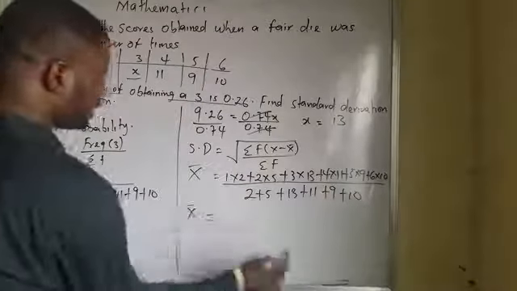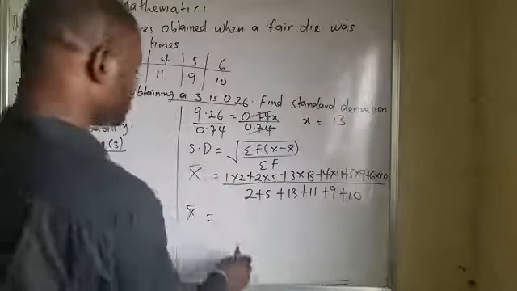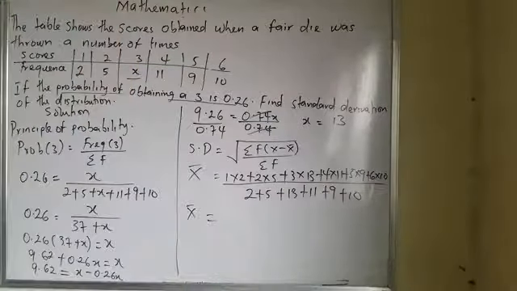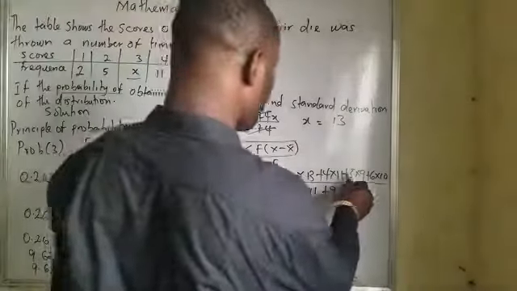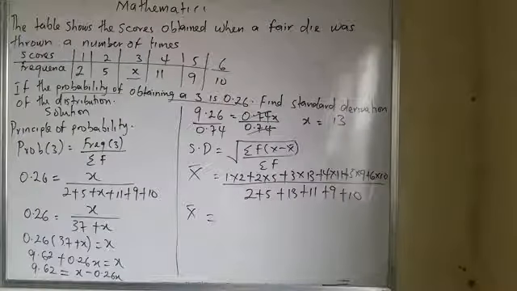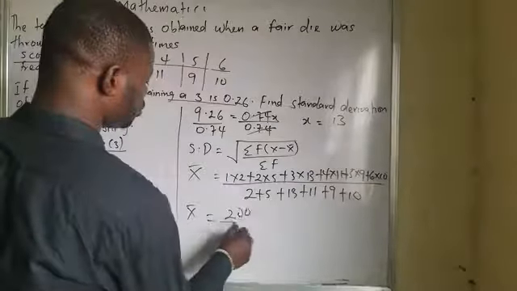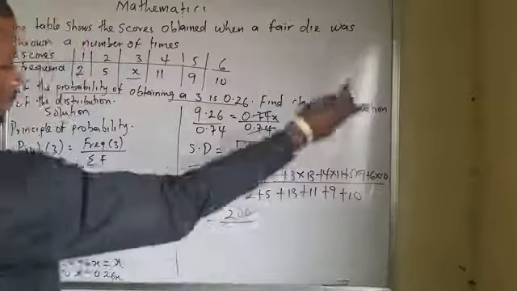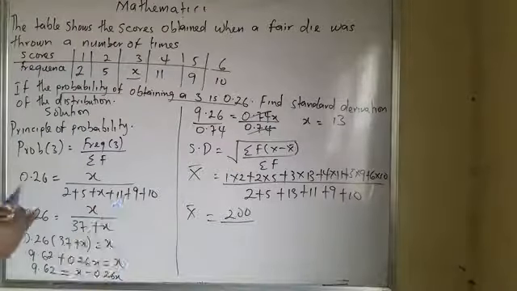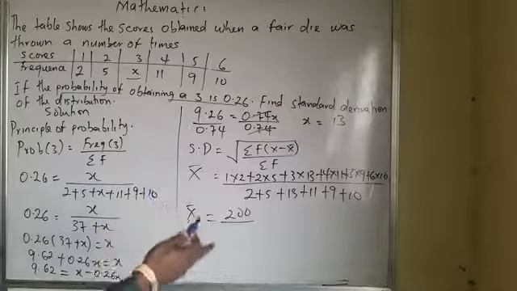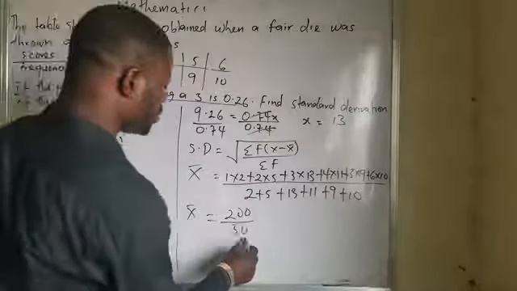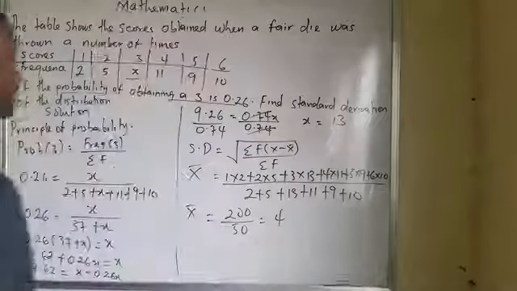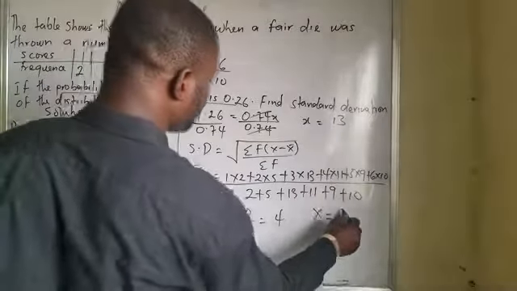Now, by so doing this, I think my mean is coming up. My mean will now be equal to, I have 2, I have 10, I have 13 times 3 that will be 39, I have 44, I have 45, which is 60, and now adding up, it will be equal to 200 divided by 50, which will give us 4. Now, my mean equals 4. My mean equals 4.